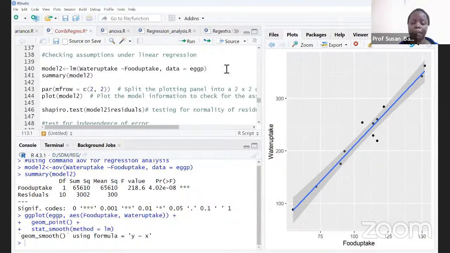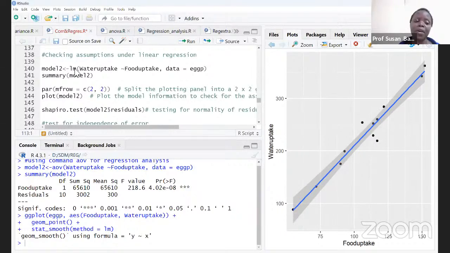Okay, so we run the model again. And this time I'm using LM. I found it's more friendly than AOV. So I'm rerunning my model 2 using LM. In your script, at line 140, it's model 2, assign LM instead of AOV. So we are good to go.